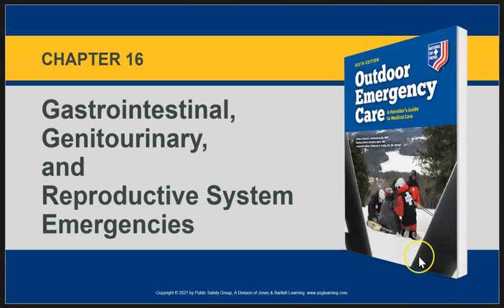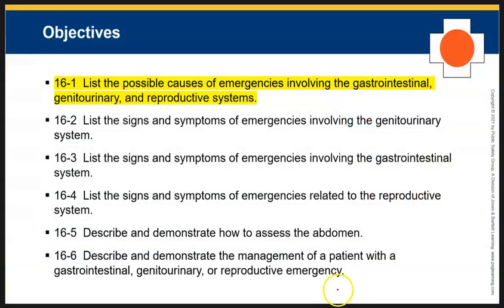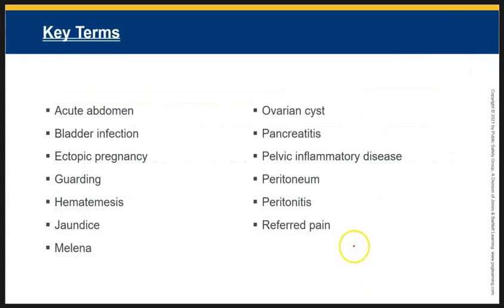This video continues Chapter 16 of OEC 6, looking at GI, GU, and reproductive system emergencies. In this video, we're going to focus on the anatomy and physiology, because understanding anatomy and physiology of these systems will help us determine what possible causes of the emergencies could be. So we'll see a couple of key terms here. One in particular that will stand out is referred pain.